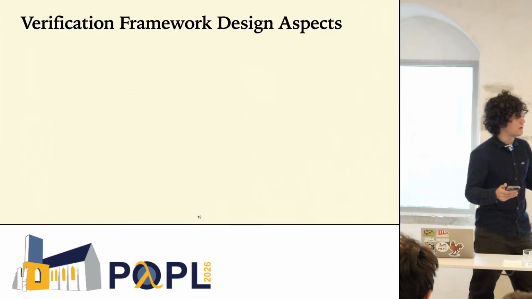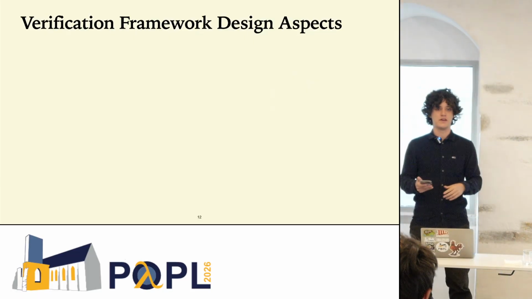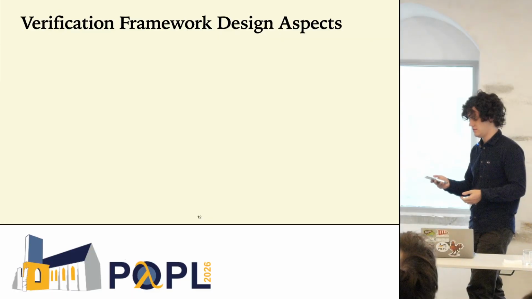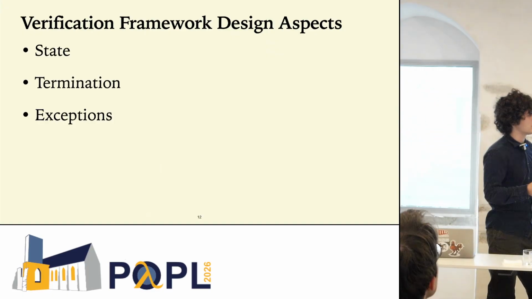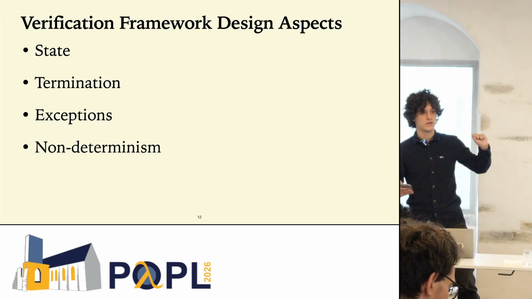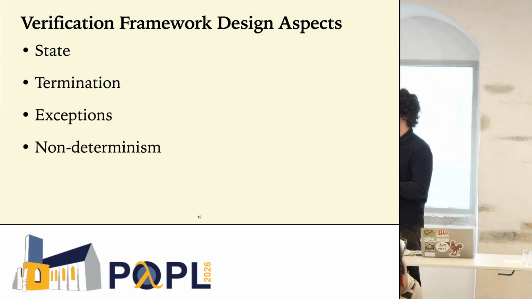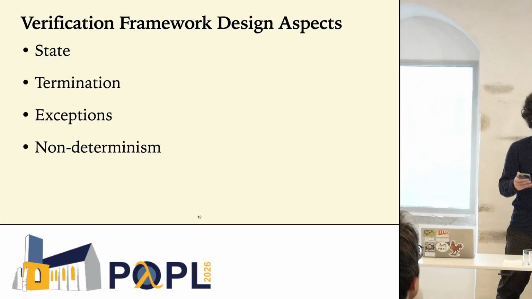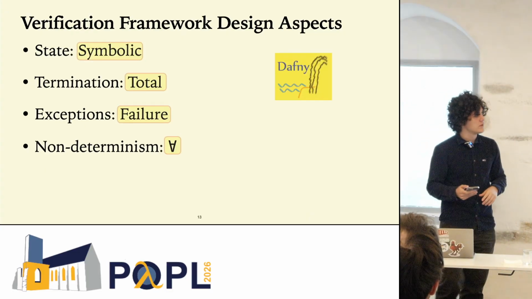Okay, now, how do we build such tools? When you design a verification framework, there are certain design aspects which you can implement in different ways. I'm talking about program effects, for example, state, termination, exceptions, and non-determinism. Of course, there are many more, but we will focus on these ones. And combining the different treatments of those effects in different combinations will actually give you tools from all these different groups. Let's look at some simple examples.